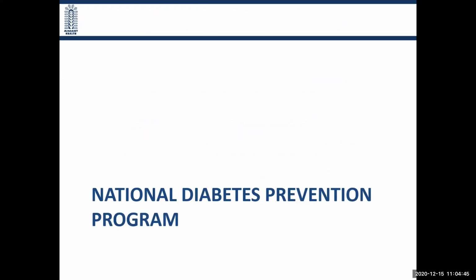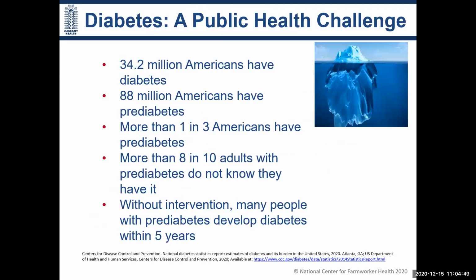So starting off with the National Diabetes Prevention Program, we know that diabetes is a huge public health challenge. Over 34 million Americans have diabetes. And more astoundingly, 88 million Americans have prediabetes. So to my point earlier, there's this huge need with that 88 million American figure. And so we want to make sure that prevention efforts are available to those who need it.